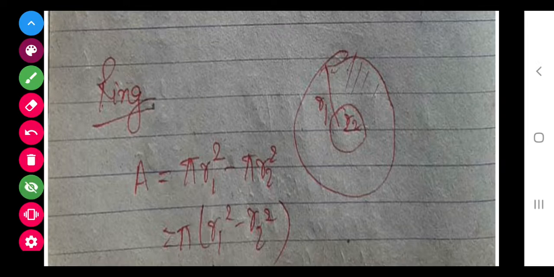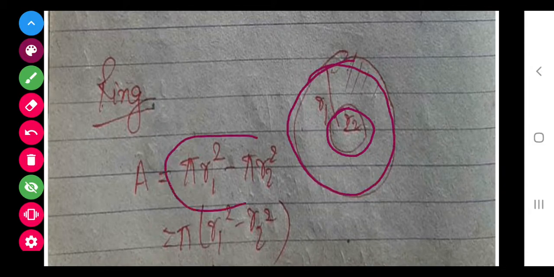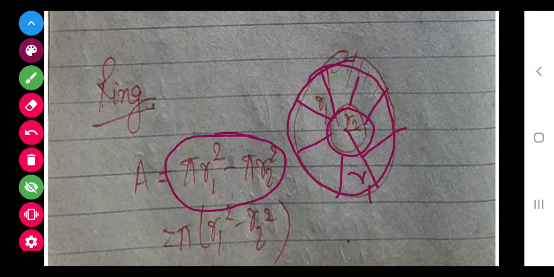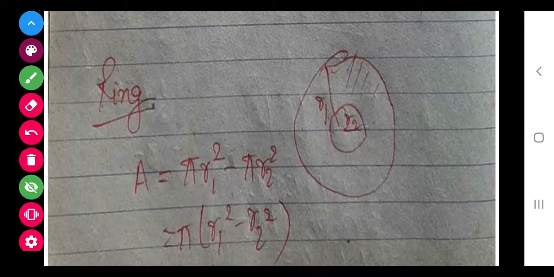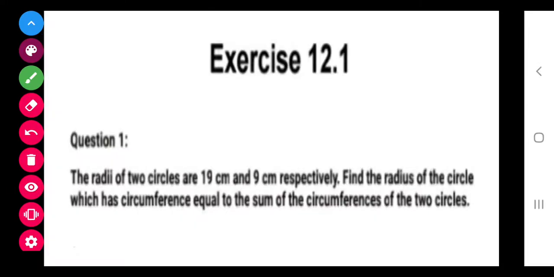Next is your ring. So class, ring, inner radius r2, outer radius r1, so the formula will be this. Area of ring is this part only, not the inner part. This part is the ring, so area of this can be determined using the formula pi r1 square minus pi r2 square. I have taken pi common, and finally this formula is formed. So class, let's start with the exercise 12.1.